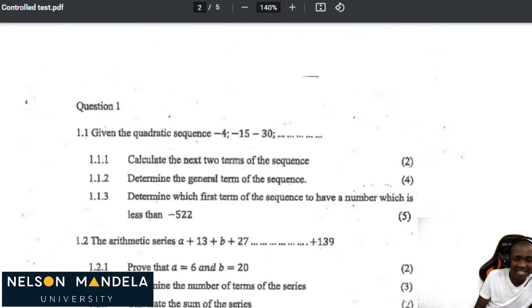Okay, now let's start. Question number 1. Given the quadratic sequence -4, -15 and -13, now we are given that quadratic sequence.